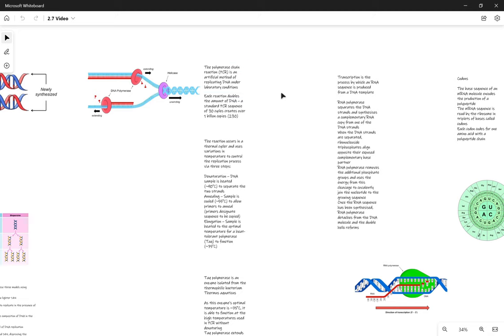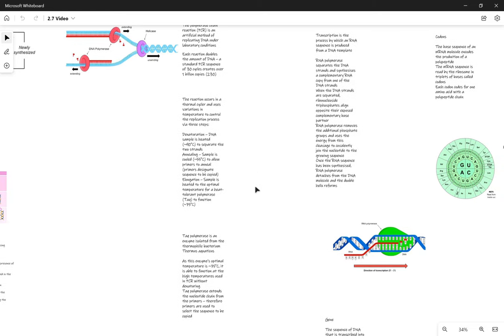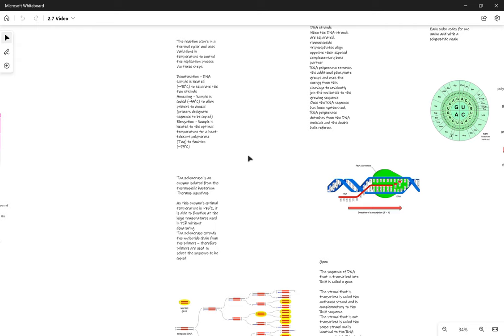So the polymerase chain reaction is an artificial method of replicating DNA. So each reaction doubles the amount of DNA, and so in about 30 cycles it can create over 1 billion copies. So the reaction occurs in a thermal cycler and uses variations in temperature to control which stage of the replication is going on. So denaturation separates the two strands.